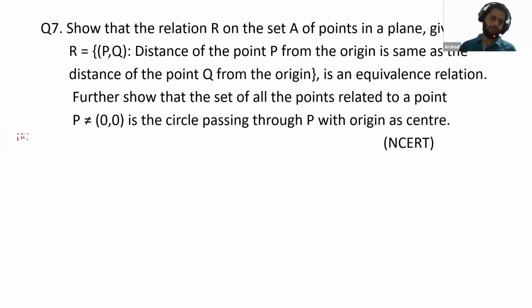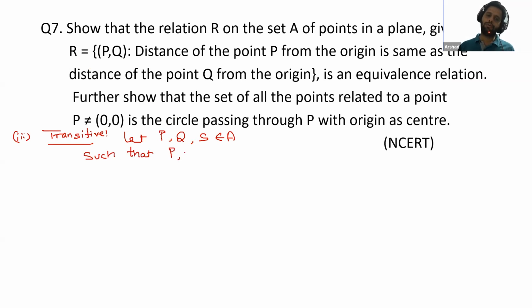Third part is transitive. Now, in transitive, what we always do, we take 3 points. So let P, comma Q. We can take R, but R is a relation, so we might get confused, so we can take any other symbol like S. P, Q, S belong to A, such that P comma Q belongs to R and Q comma S belongs to R. You will always repeat the same step in every question.